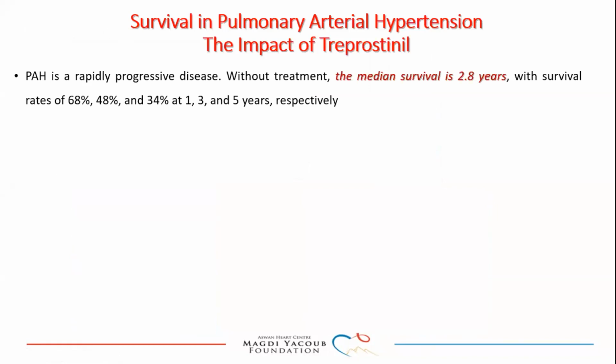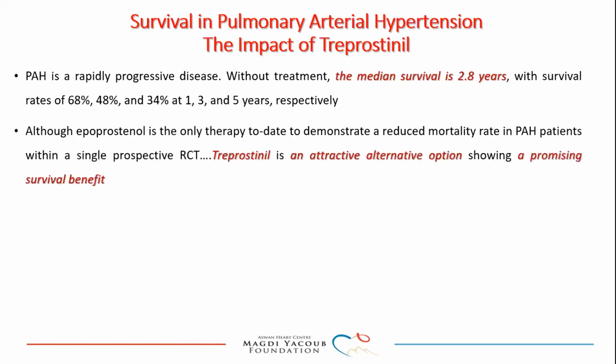PH is a rapidly progressive disease with very high mortality. The median survival in patients without treatment is around 2.8 years. As we previously said, epoprostenol is the only drug so far that demonstrated reduced mortality based on a single prospective randomized controlled trial, but actually treprostinil is now showing a promising survival benefit.